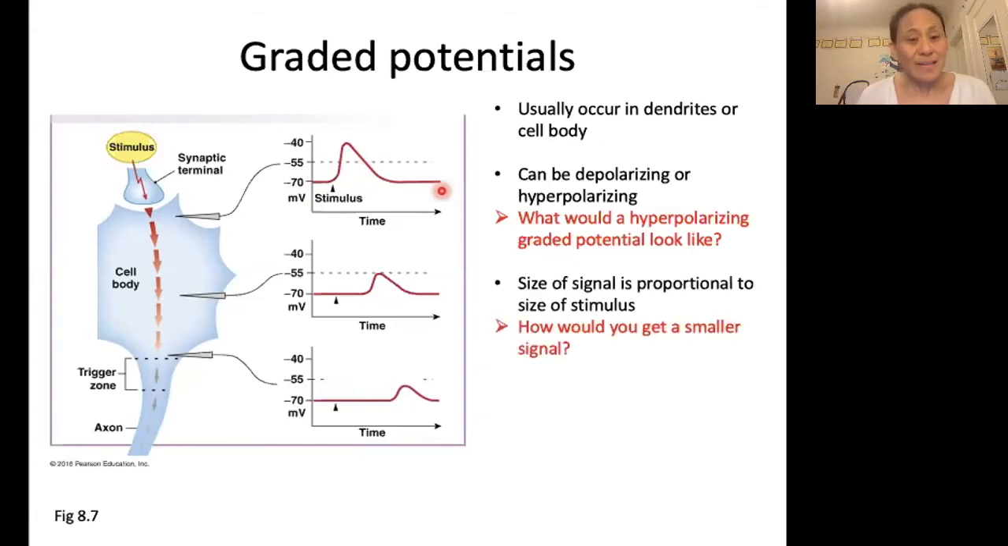Next up, the size of the signal is proportional to the size of the stimulus. Here we have a certain size stimulus going into this neuron's cell body, and it is creating this size of graded potential. Here's a question for you. How could you get a smaller signal or a smaller graded potential? Go ahead and think about that. Write that down on your worksheet. Hit pause if you need to.